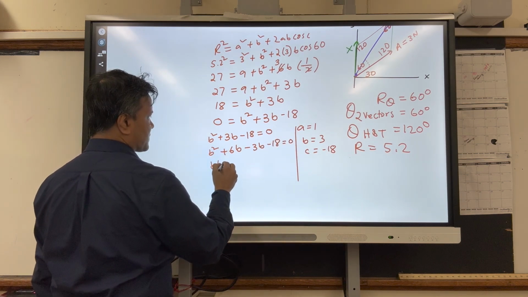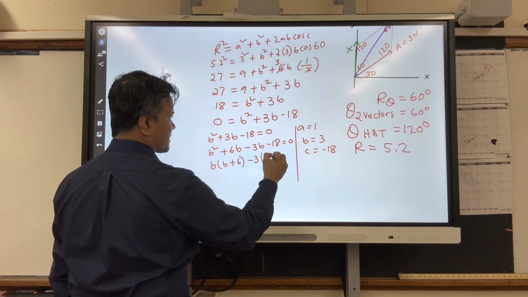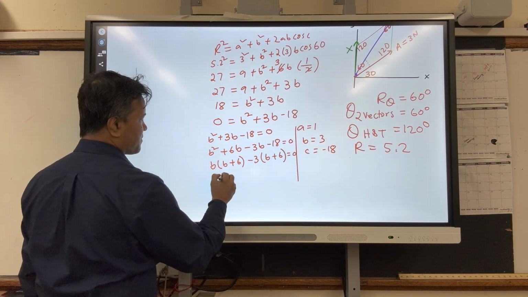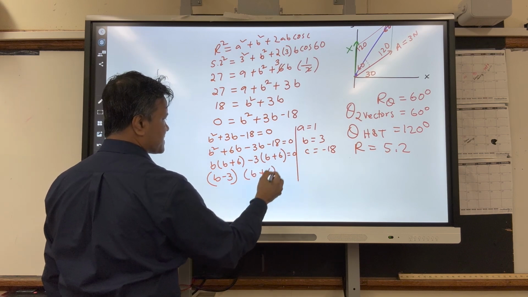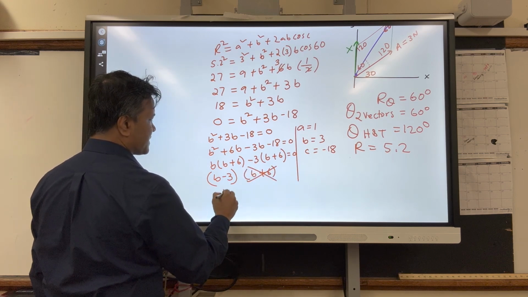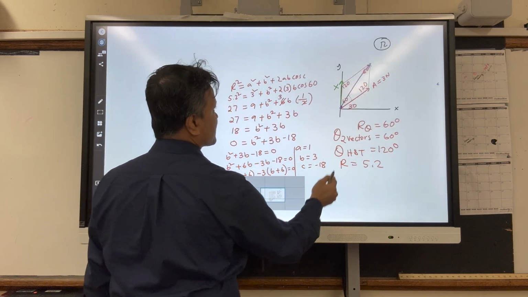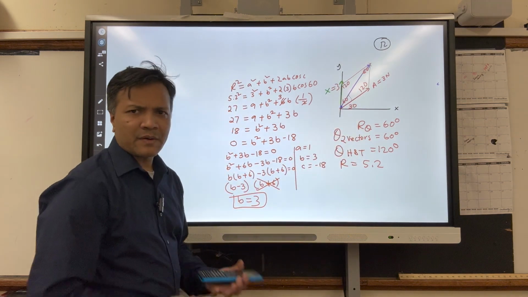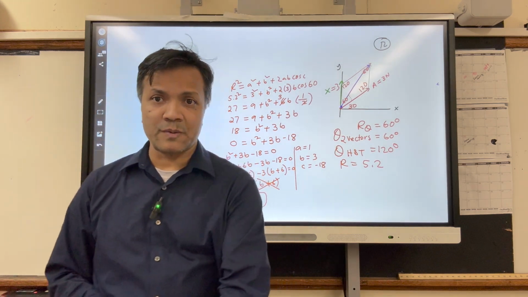Factor out b plus 6, minus 3 factor out b plus 6. Okay, so b minus 3 times b plus 6. Of course, this is an extraneous root. b is equal to 3. Now we found our x, and x is 3. All right, that was problem number 12. Now let's move to problem number 13.